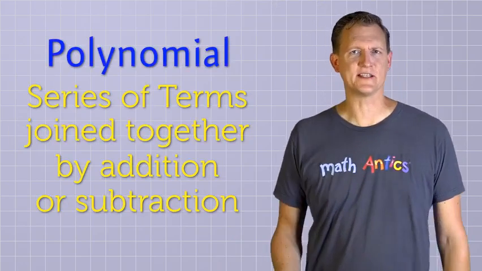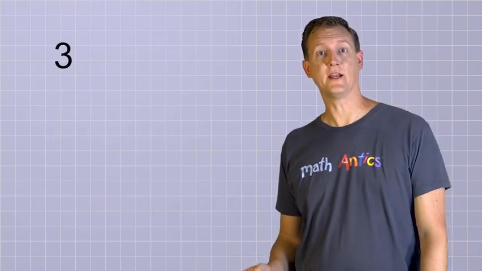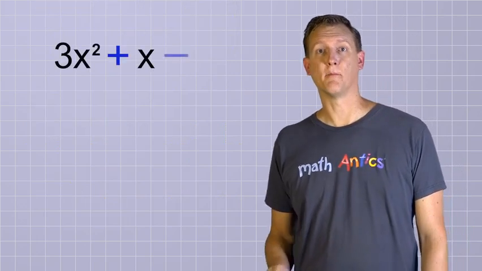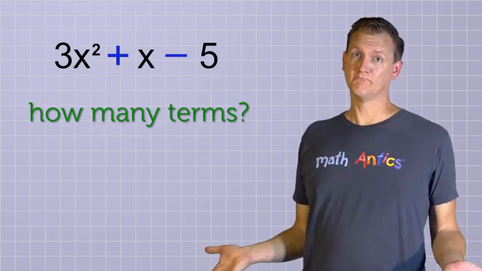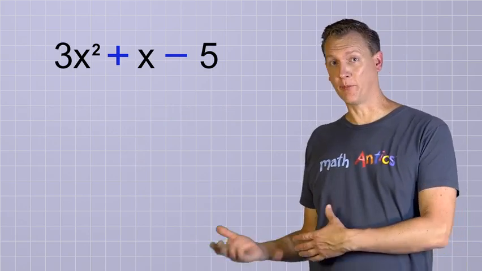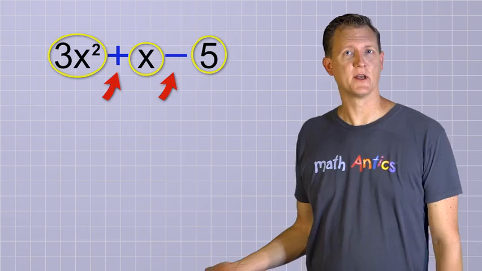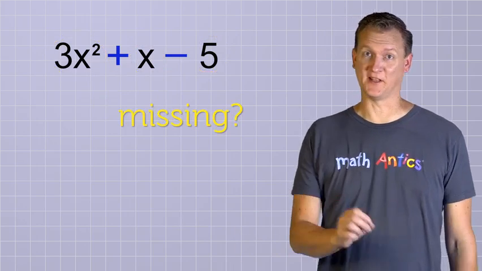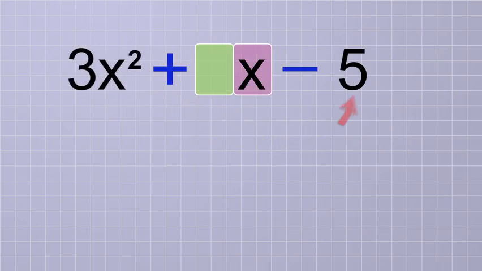Now, let's see a typical example of a polynomial that will help us learn a little bit more about terms. 3x squared plus x minus 5. How many terms does this polynomial have? Well, based on what we've learned so far, you're probably not quite sure. If the terms are the parts that are joined together by addition or subtraction, then this should have three terms. But it looks like there's something missing with the last two terms. This middle term is missing its number part, and this last term is missing its variable part. That doesn't seem to fit with our original definition of a term.